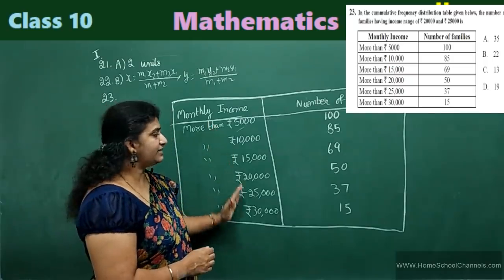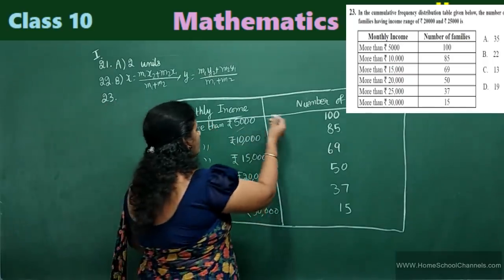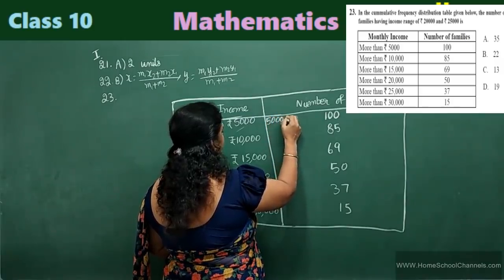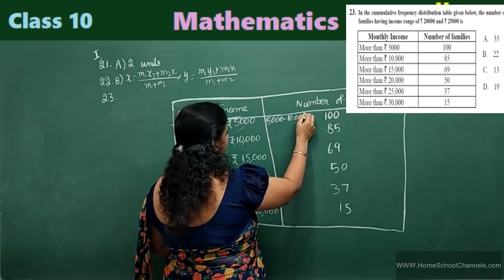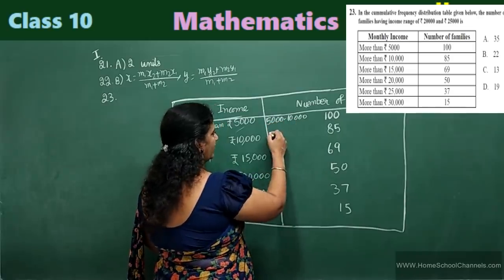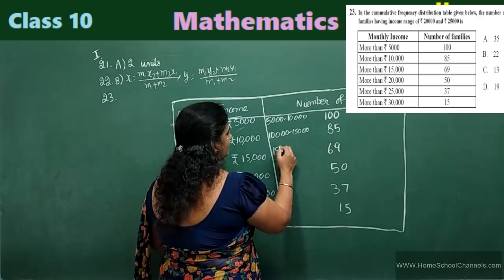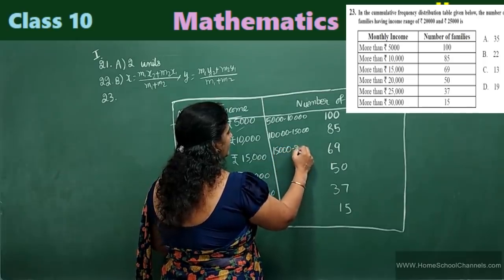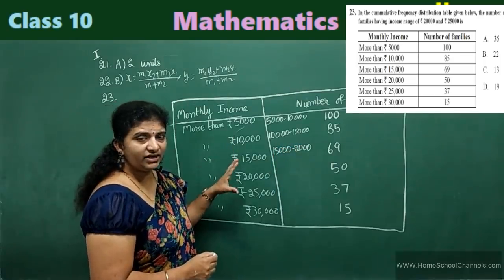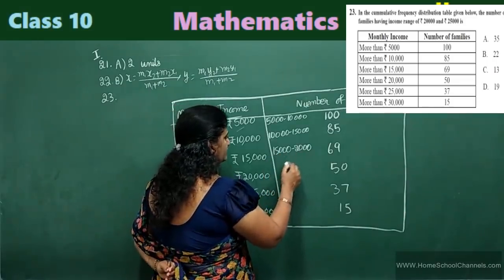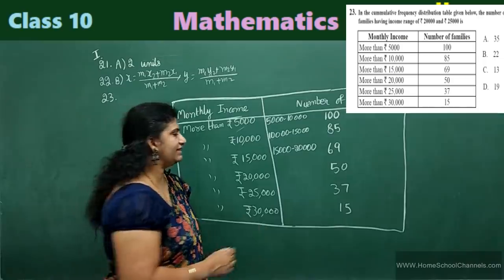So let us write this in class interval form. More than 5,000. See here, 5,000 to 10,000 rupees. I am not writing. 10,000 to 15,000. 15,000 to 20,000. Why? Each having a difference of 5,000. So class interval range is also 5,000. We can write the class interval in this form.